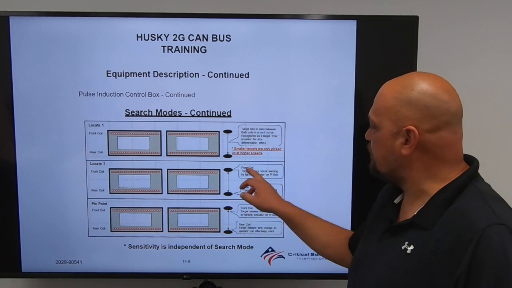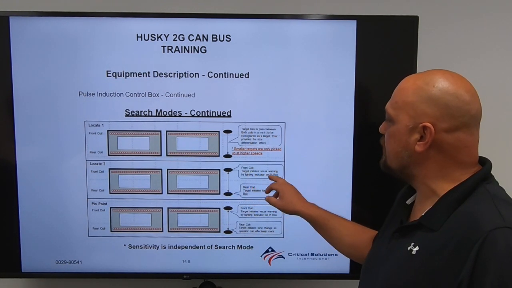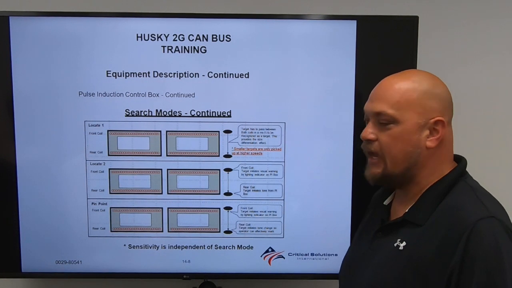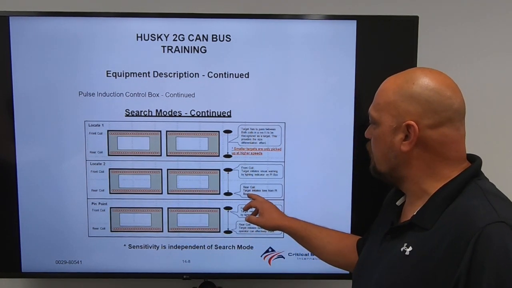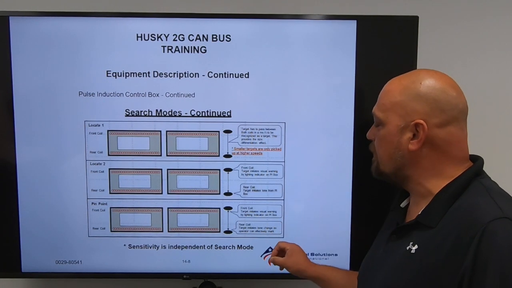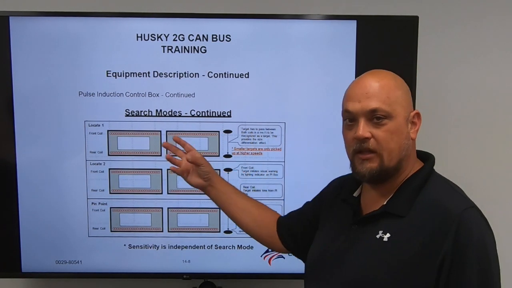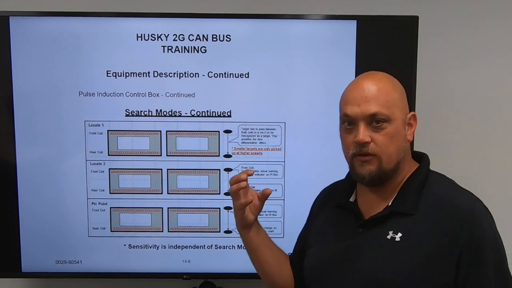In locate 2, the front coil target initiates visual warning by a lighting indicator on the PI box. It'll be on your visual indicator. Your rear coil targets indicators tone from the PI box. So the front coil will make the light come on, the rear coil will give you the tones as you pass over the target.